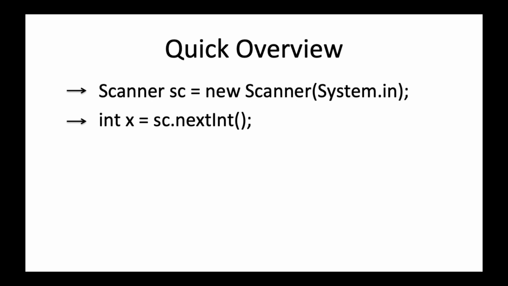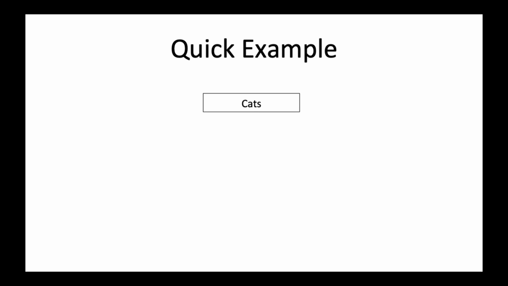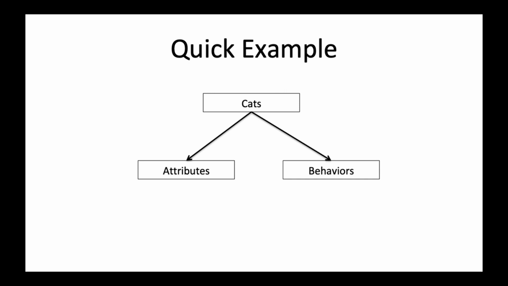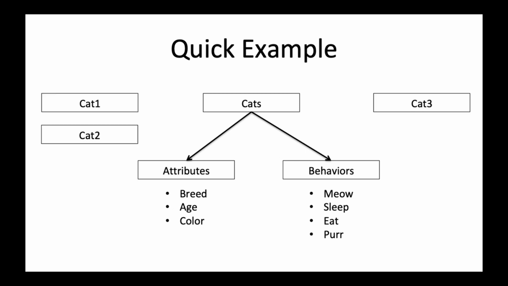Now let's take another example, where we create the class ourselves. Let's create the class Cats. So a cat would have attributes and behaviors. The attributes would be breed, age, and color. The behaviors would be meow, sleep, eat, and purr. We can then proceed to create objects of type Cats, like cat1, cat2, cat3, and cat4, all with the same attributes and behaviors. So let's write the class in Java.